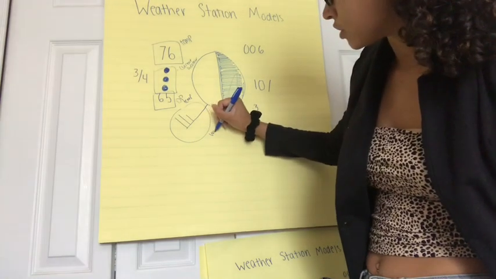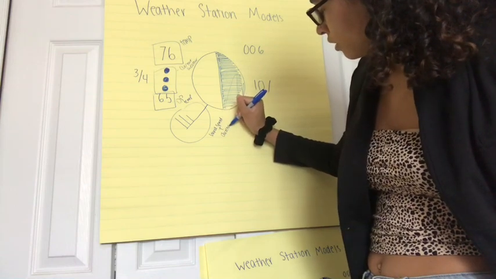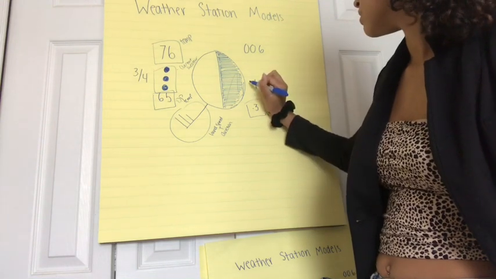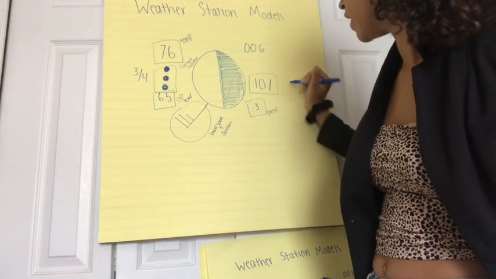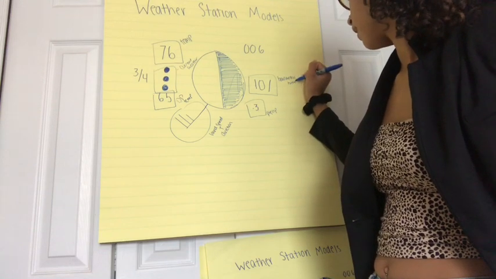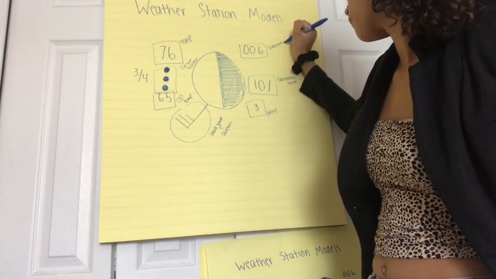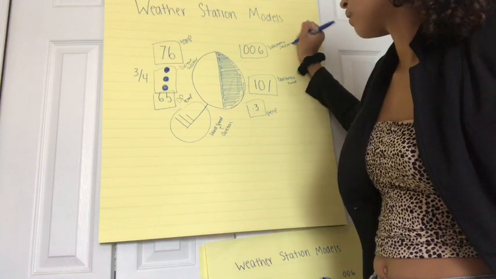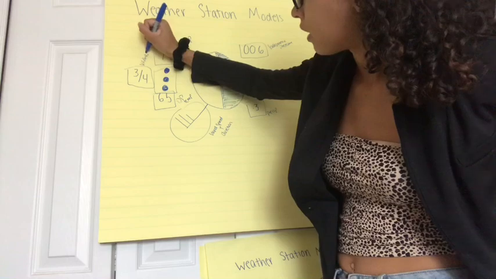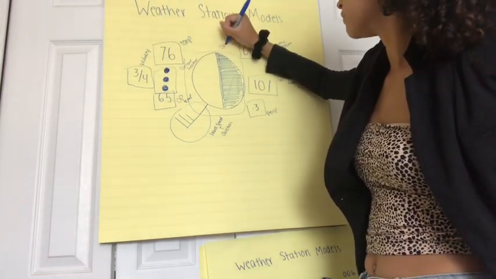Wind speed and direction. Precipitation in inches. This is the barometric trend. This is barometric pressure. And this is visibility. Oh, and then I'm missing this big one here. This is cloud cover.